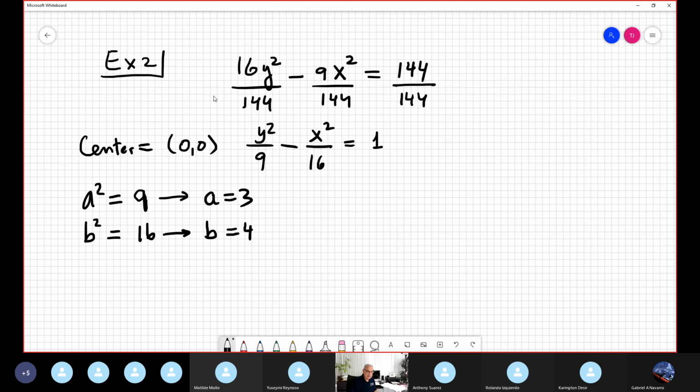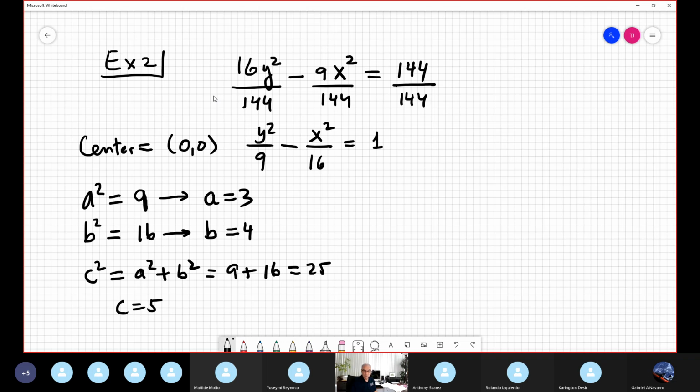Okay. Now, what about c? The formula is c squared equals a squared plus b squared. a squared is 9, b squared is 16, sum is 25, and the square root of 25 is 5. Therefore, c is 5, the focal distance. Okay, super.